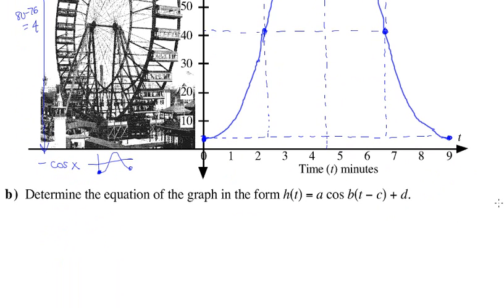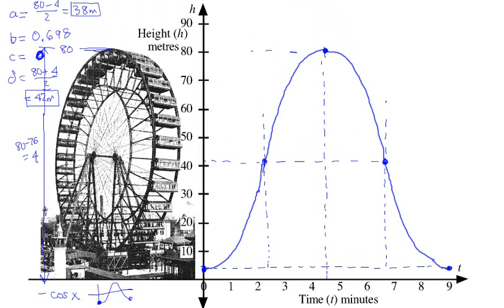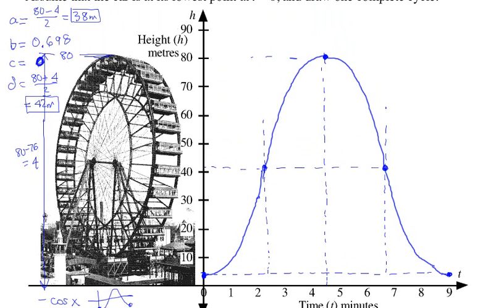Now, determine the equation of the graph in the form y = a cos(b(t - c)) + d. Well, we've already got all the values we need to do this. We worked them out in the process of setting up our graph, so this should be a snap. Our amplitude is 38.